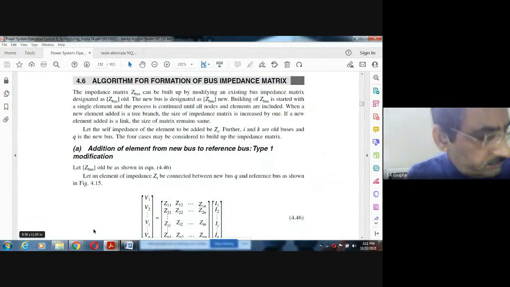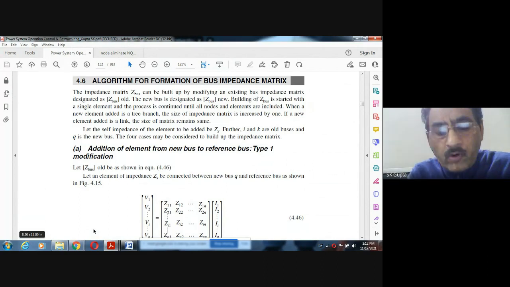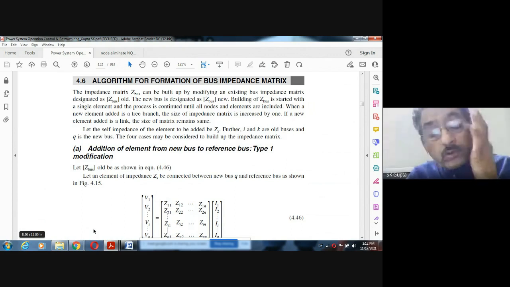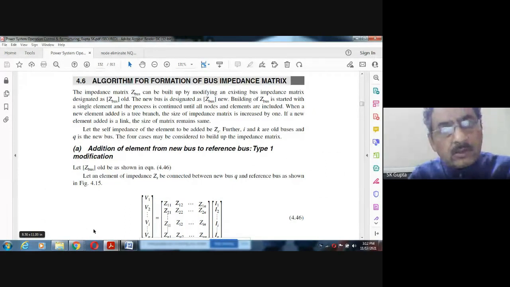So, welcome all. In the previous class, we described how to find the fault current when there is a symmetrical fault. And the formula was: IF, the fault current, equals VK0, if the fault is at the kth bus, divided by ZKK plus ZF. VK0 is the pre-fault voltage at the kth bus and ZKK is the kth column element of Z bus.